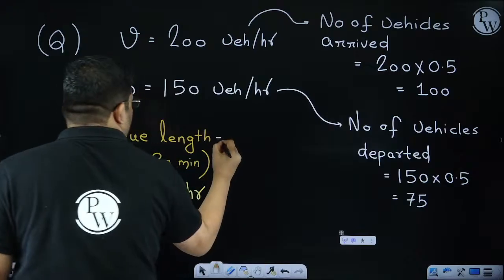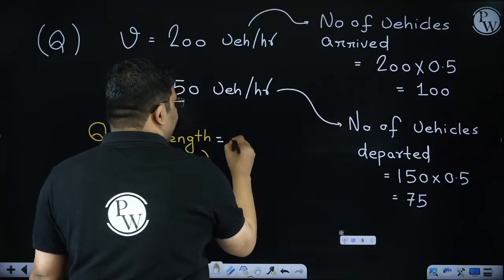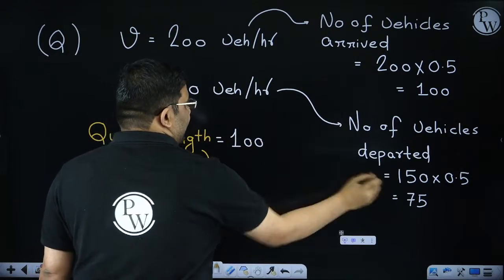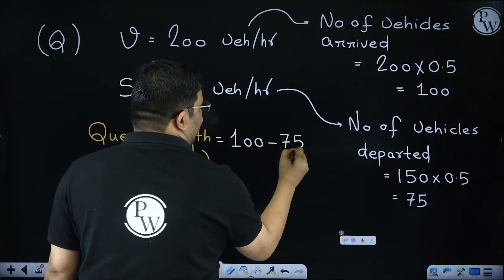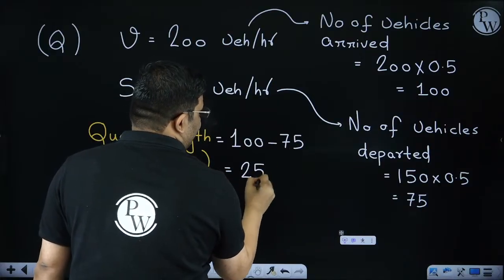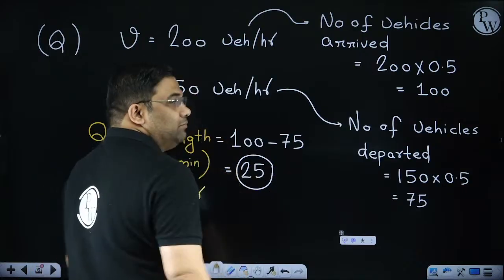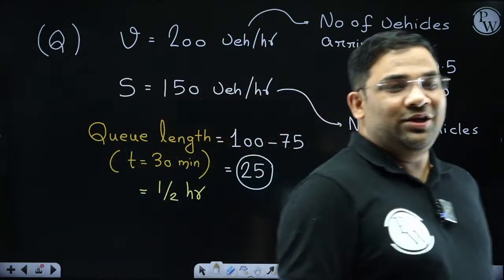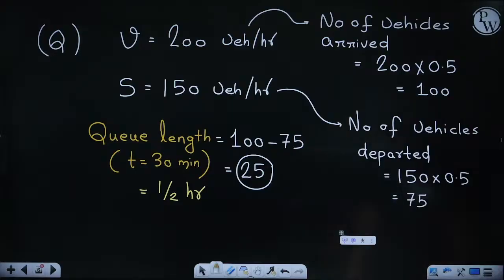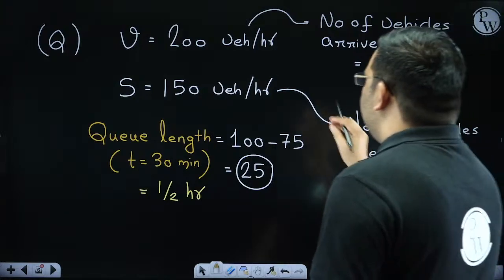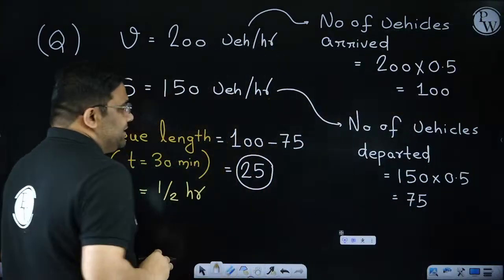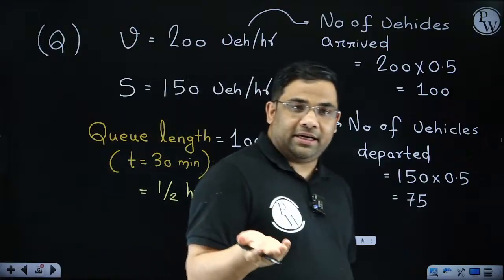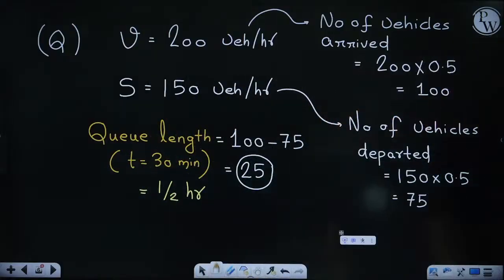So if I am finding the queue length, very easy. 100 vehicles arrived and then 75 vehicles departed. So this is equal to 25 in the queue. So the queue length is 25. It is 100 minus 75, where 100 is the number of vehicles arrived and 75 is the number of vehicles departed. So simply we got 100 minus 75, that is equal to 25 vehicles in the queue. So that is the queue length.